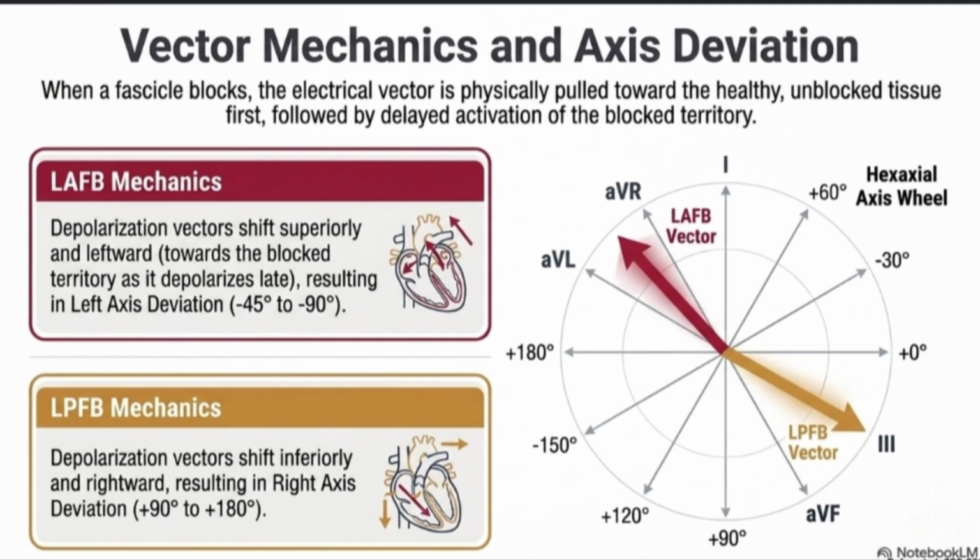Vector mechanics and axis deviation. When a fascicle blocks, the vector is physically pulled towards healthy unblocked tissue first, followed by the delayed activation of the blocked territory. So in LAFB, the depolarization vectors shift superiorly and left towards the blocked territory as it depolarizes late, resulting in left axis deviation of minus 45 to minus 90 degrees. While in left posterior fascicular block, the depolarization vector shifts inferiorly and rightward, resulting in right axis deviation of plus 90 to plus 180 degrees, as shown on the hexaxial axis wheel.